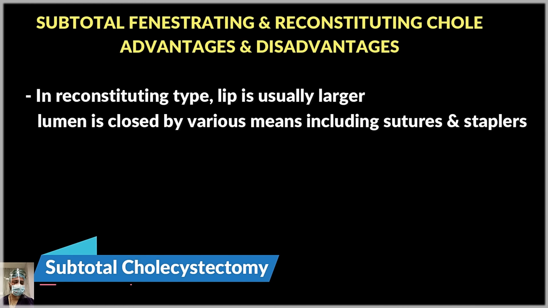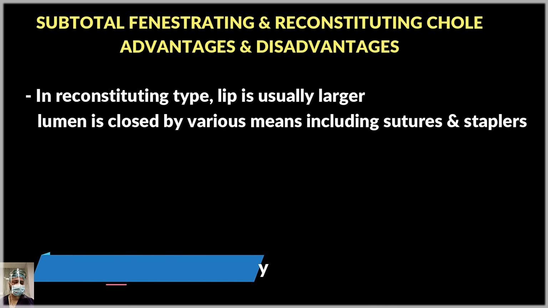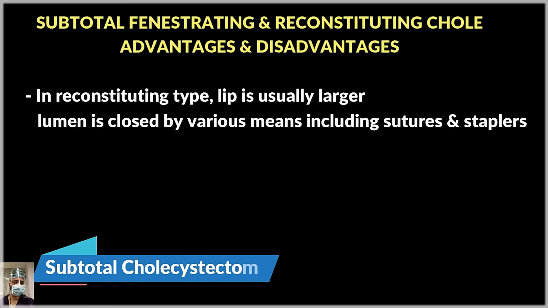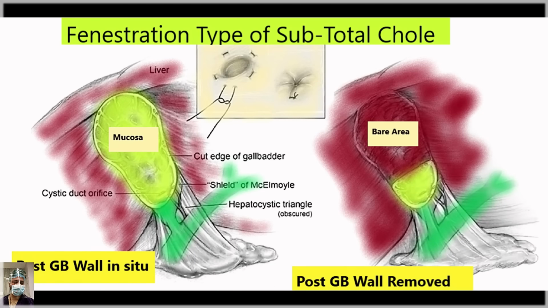And in the reconstituting type, as I said, the lip is usually larger and we will close the two walls with the help of sutures or staplers, whatever is the preferred technique of the surgeon. But I would advise suturing is better because staplers are difficult to place and sutures are the preferable mode of closure of the GB stump. So this is the quick recap of these two procedures, the fenestrating type and the reconstituting type.